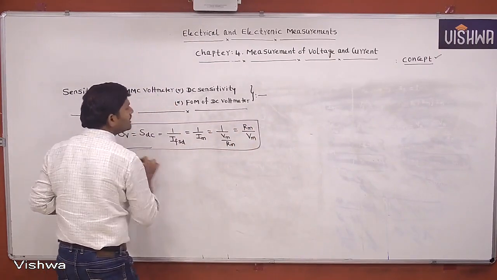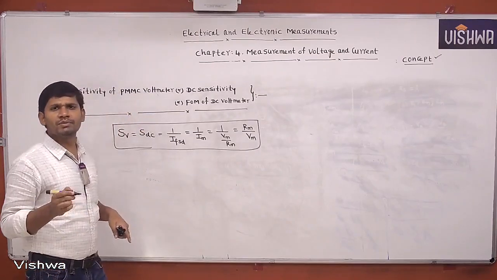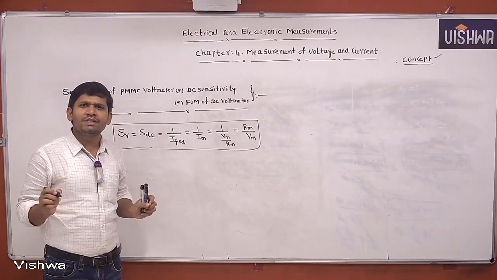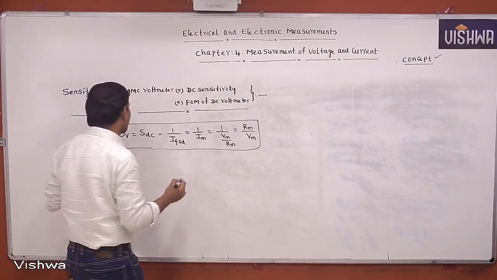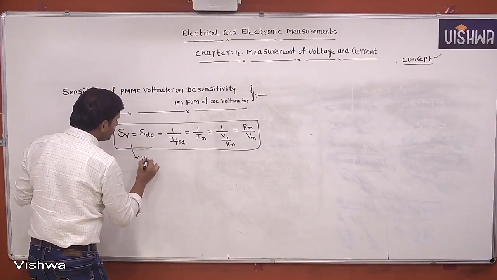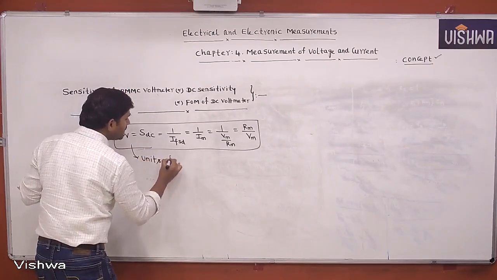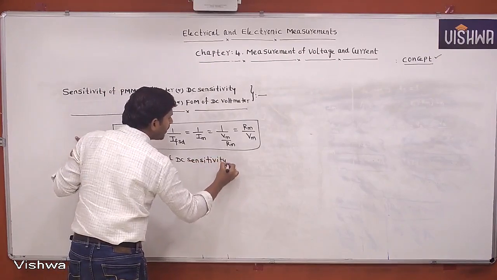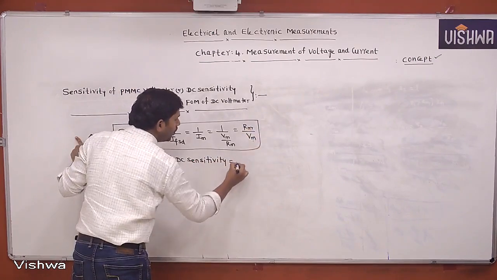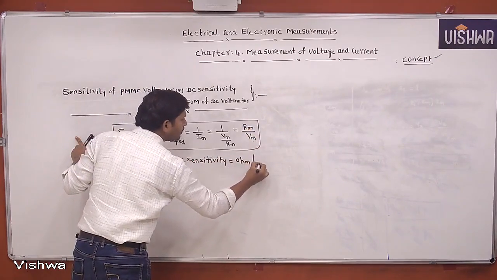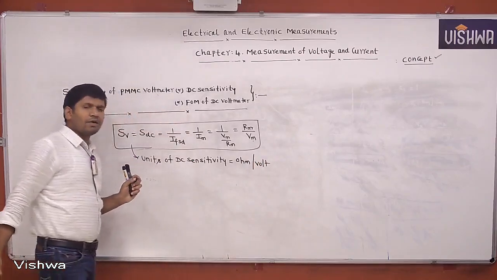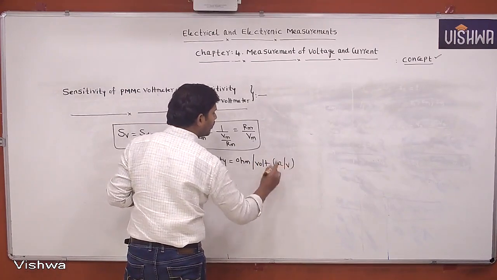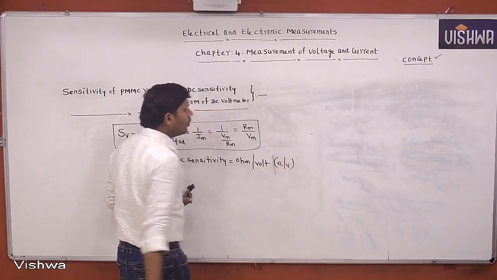In general, DC sensitivity means the sensitivity of PMMC voltmeter. No need to say PMMC voltmeter sensitivity every time. Then what are the units of DC sensitivity? The units are ohm, this is volt. That is ohm per volt. The units of DC sensitivity is ohm per volt.